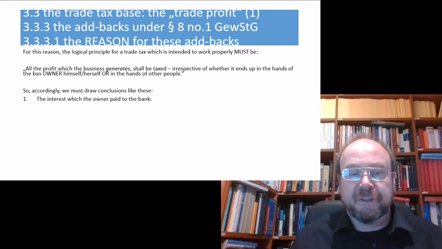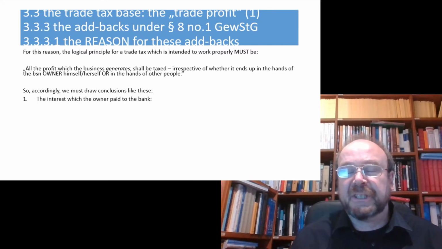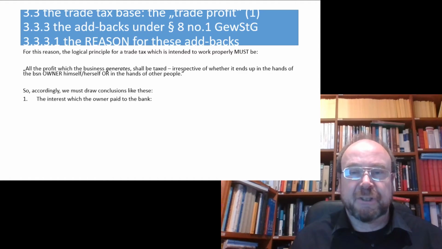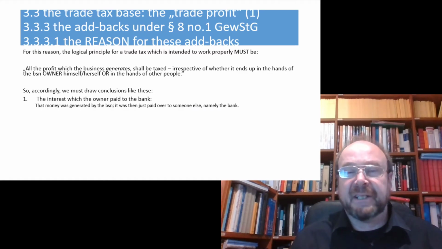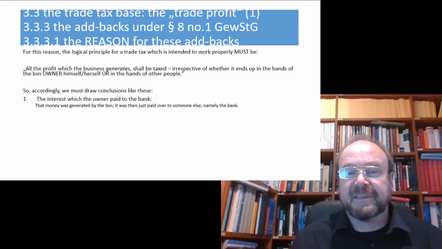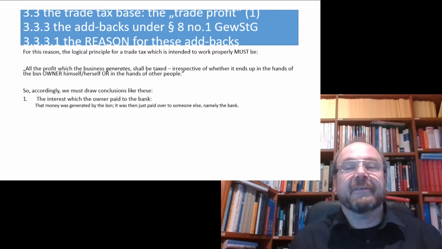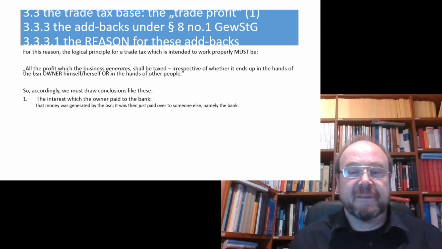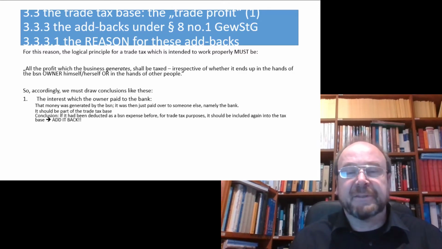Now, the conclusion should be everything which has its origin in the firm should be taxed. So the interest which the owner paid to the bank, that money had its origin in the firm. It was produced or generated there. The only difference to the owner's profit is that money was handed over to somebody who gave capital to the firm, namely to the bank, but it is money which comes from the firm. So it should be covered by trade tax.